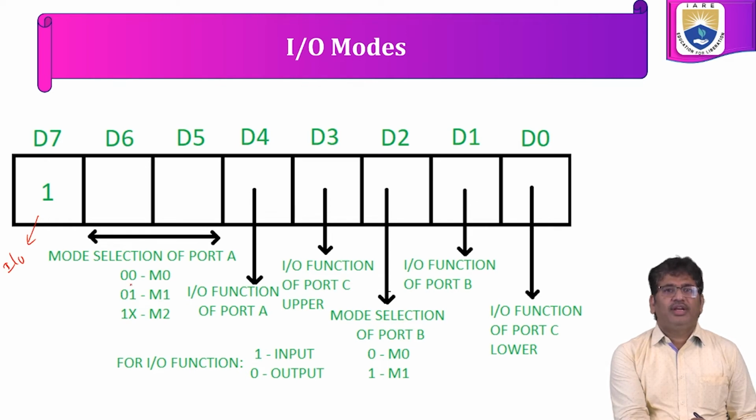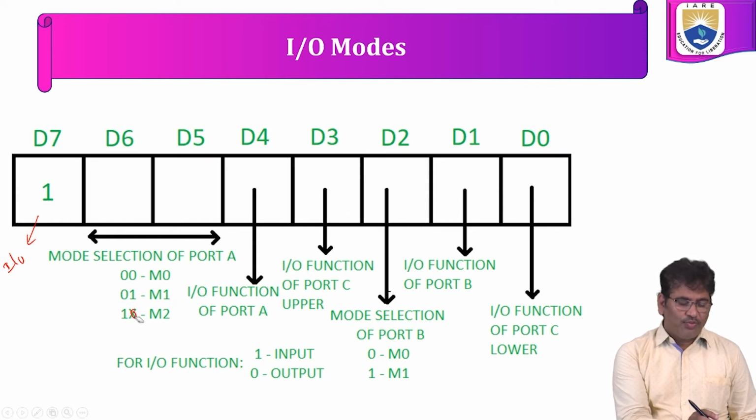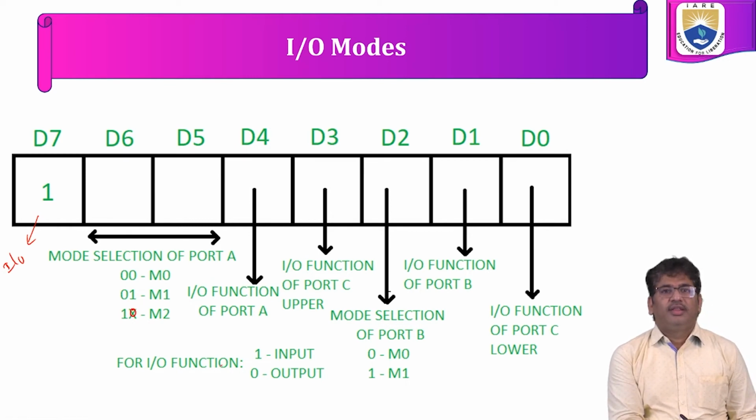If we configure D5, D6 as 0, 0, the group A ports are in mode 0, that is basic IO. If they are configured as 0, 1, that means the group A ports are in mode 1, that is strobed IO. Whereas if you configure these two bits as 1, 0, then the group A ports are configured in mode 2, that is bidirectional strobed IO.